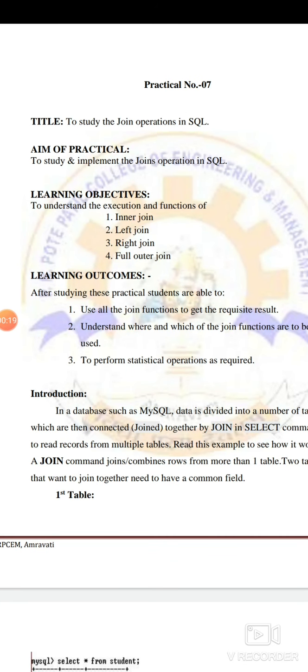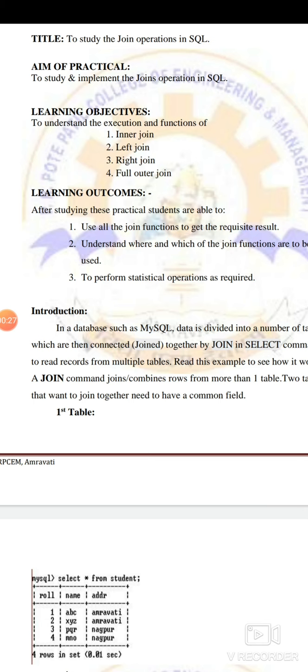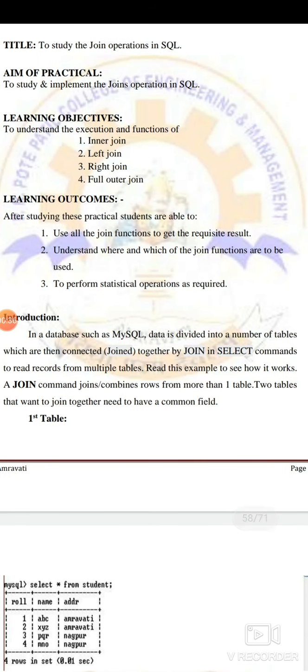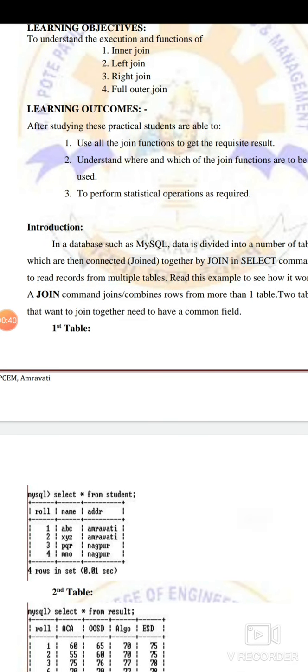And what are the learning objectives? To understand the execution and functions of inner join, left join, right join and full outer join. And what will be the learning outcomes? After studying this practical, students are able to use all the join functions to get the requisite result, understand where and which of the join functions are to be used, and to perform statistical operations as required.